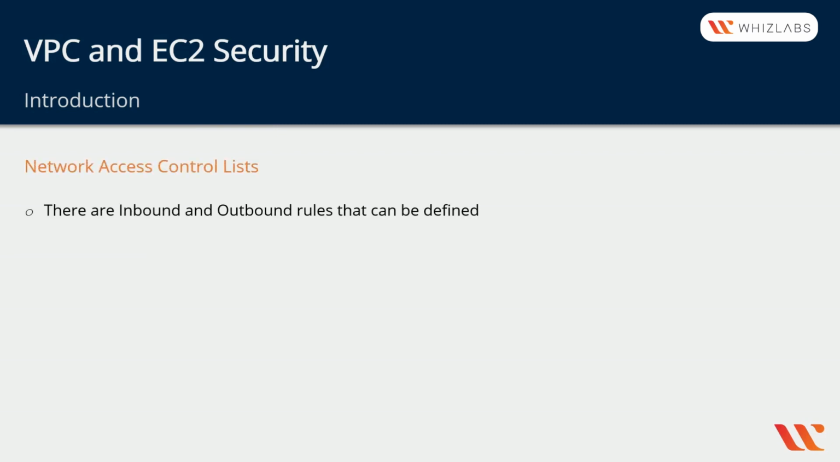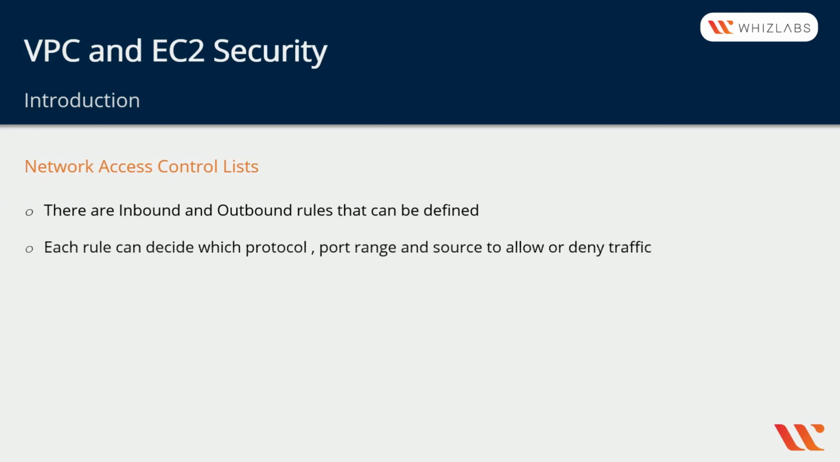Now, when it comes to network access control lists, you have both inbound and outbound rules that can be defined. Each rule can decide which protocol, port range, and source to allow or deny traffic.